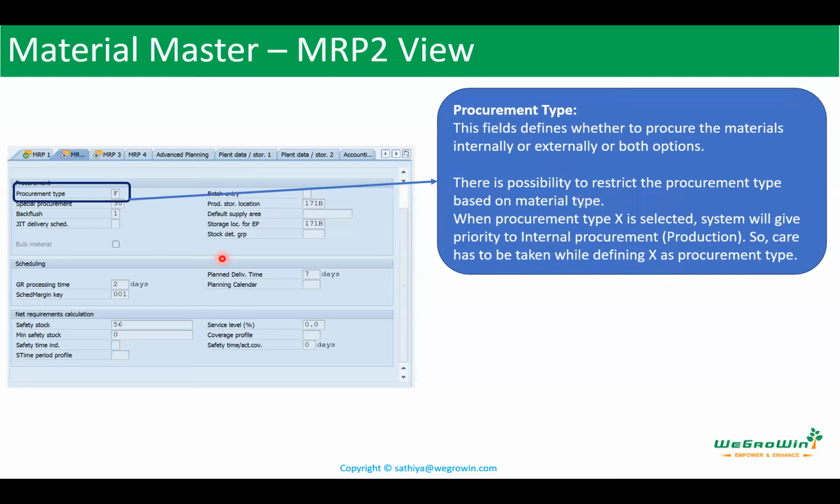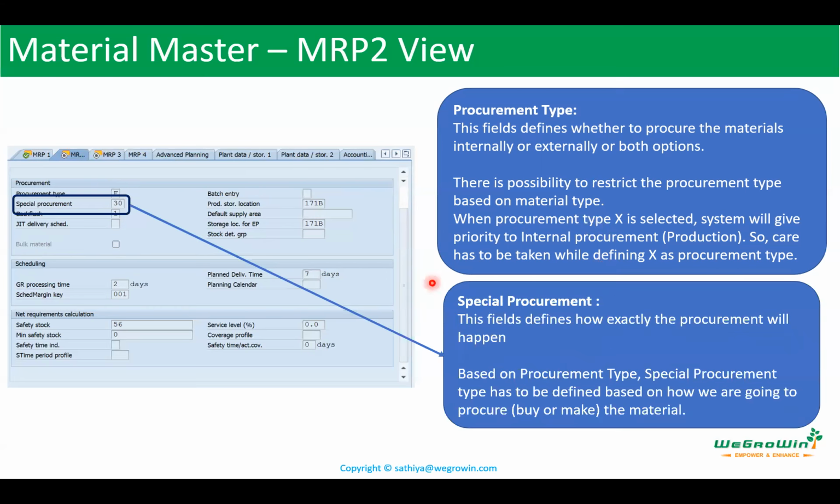And when we have procurement type X, which is both the options, I can do in-house production or I can purchase. The system will give priority for internal procurement first, because normally the organization's intention is to fulfill the internal capacity first, then go for external purchase. We have to take care that with X, it is not going to take the planned delivery time for your proposal. Instead, it will consider the in-house production time as the requirement whenever you have X as the procurement type. So care has to be taken.